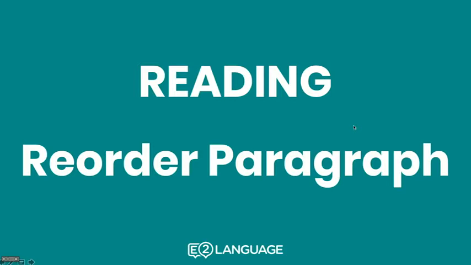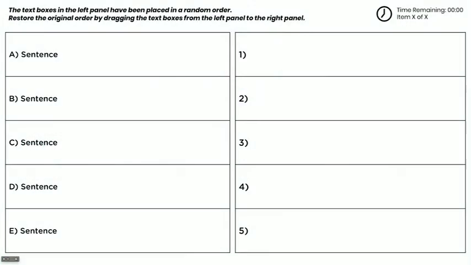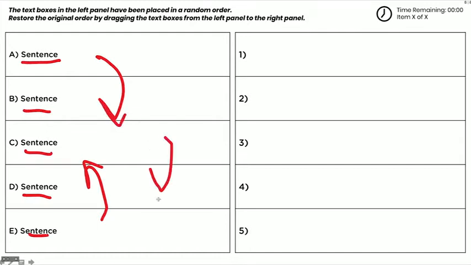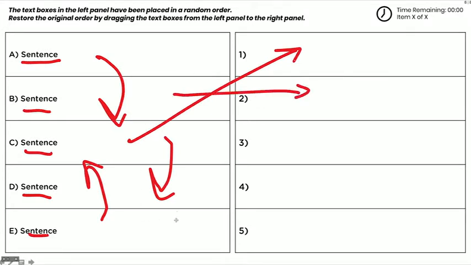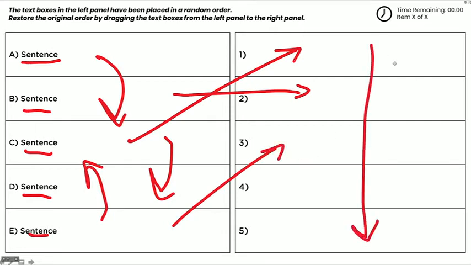Okay, cool. Next one is reading reorder paragraph. This is what it looks like. On the left-hand side, you're going to get single sentences like this. However, they're going to be in the wrong order, so you don't know which order they're in. Your job is to go, okay, C's number one, for example. Okay, B's number two. E's number three, etc. And you put it into the correct order, so the paragraph of sentences flows beautifully and coherently and cohesively from beginning to end.